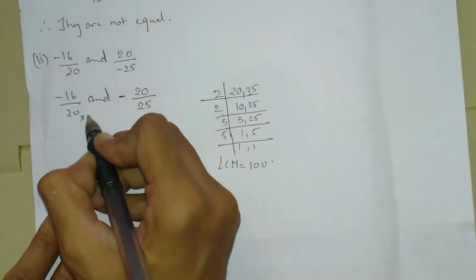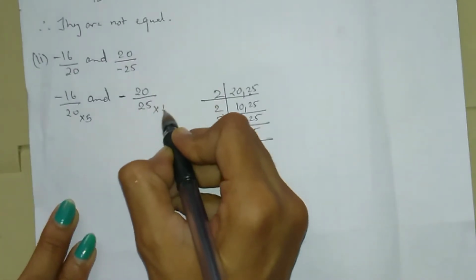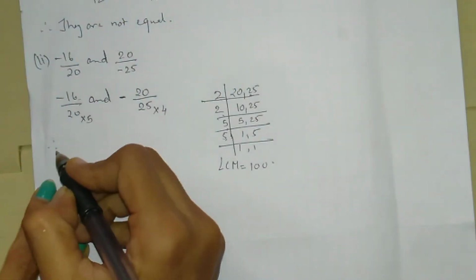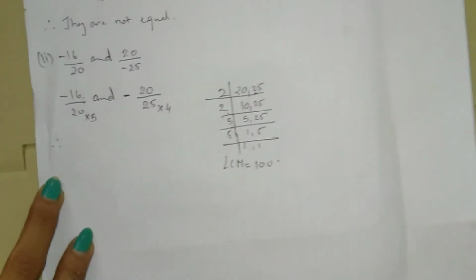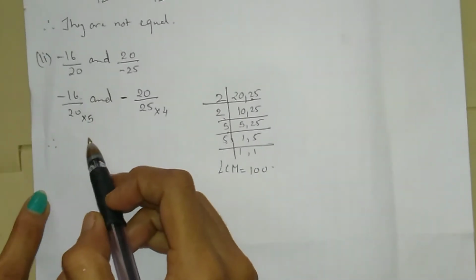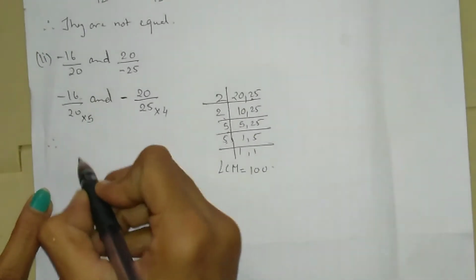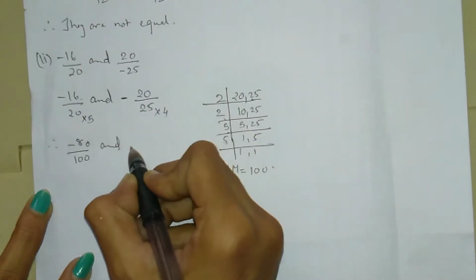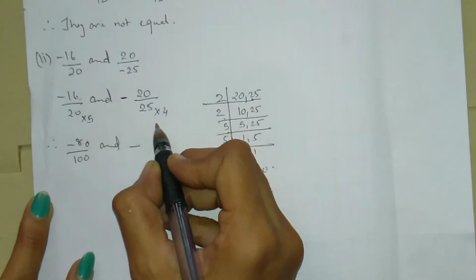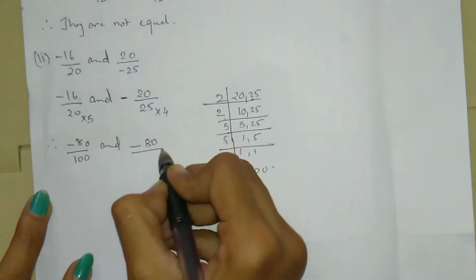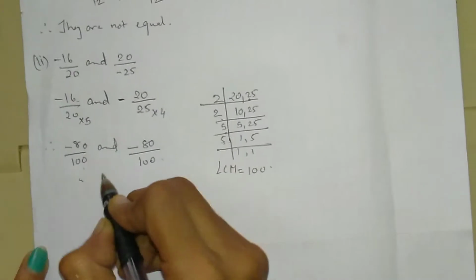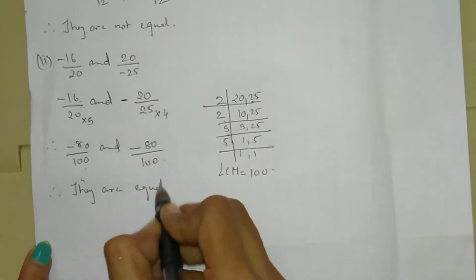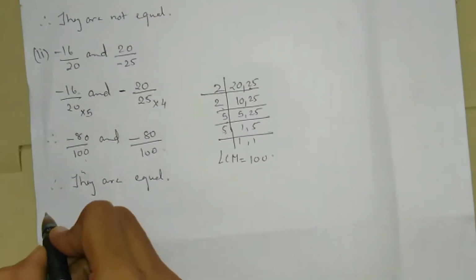Now 20 into 5 is 100 and 25 into 4 is 100. So we will multiply on both sides. Therefore minus 16 into 5 is minus 80, so minus 80 upon 100, and minus 20 into 4 is minus 80 upon 100. Both are equal. Therefore they are equal. Now see the third one.